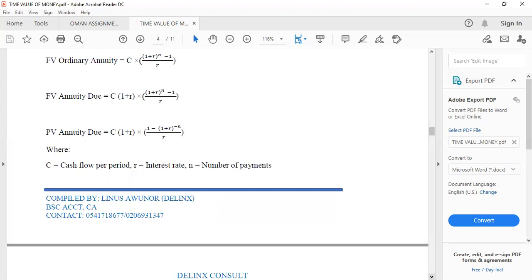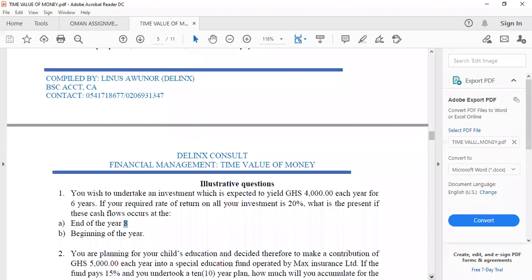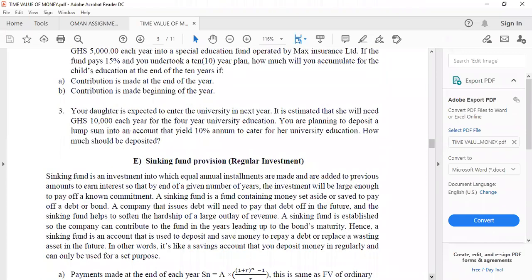I want to move on to another one. Okay. Let's move on to what we call sinking fund provision. With a sinking fund, what we normally do is that, you see, you want to buy a car. You want to buy your car at the beginning of 4 years. You know that you don't have the money to buy the car at the beginning of the 4 years. So you have the plan now that you're going to buy a car or build a house at the end of the 3 years.